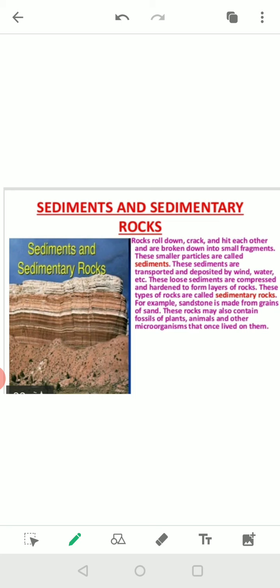These sediments are transported and deposited by wind, water, etc. The loose sediments are compacted and hardened to form layers of rocks. This type of rock is called sedimentary rock. For example, sandstone is made from grains of sand. These rocks may also contain fossils of plants, animals and other microorganisms that once lived on them.